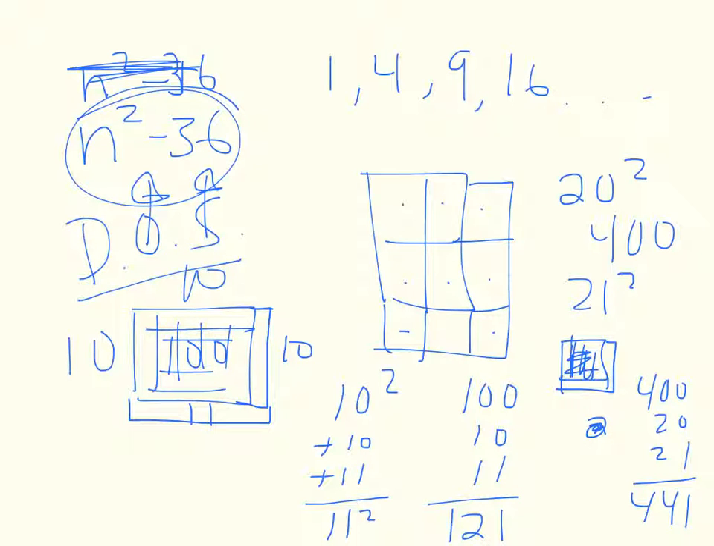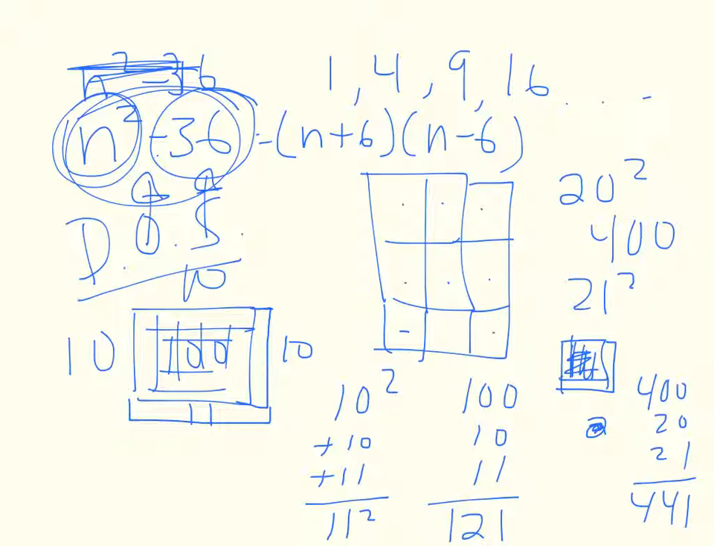The DOS crew. Difference of squares. That's a perfect square. Okay. Usually we have x squared, n squared, that sort of thing. Sometimes you have a coefficient in front, but not usually. Then you have a negative, and then you have another perfect square. So that is equal to n plus the root of 36, which is 6, and minus the root of 36, which is 6. Everyone likes the DOS's.